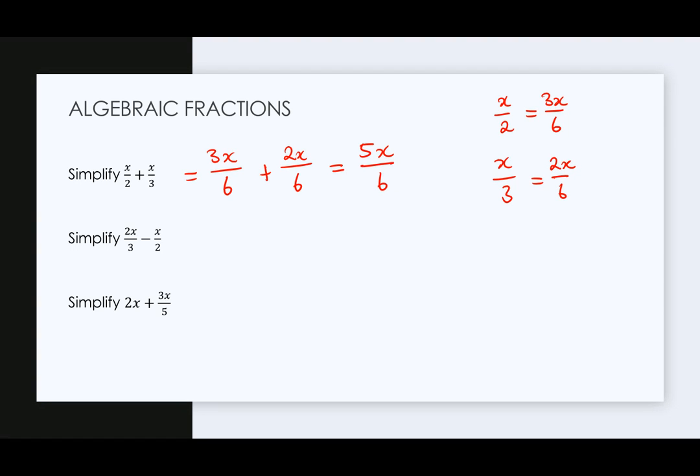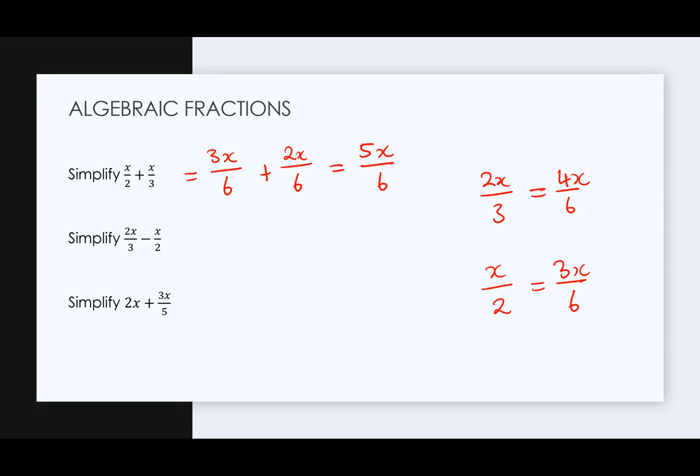With subtraction, same steps, find the common denominator and then subtract those numerators. So let's do a bit of working first to find our common denominators. So 2x over 3 and x over 2. We want a common denominator, once again, of 6. So that one here is going to be 4x, and that one's going to be 3x. So making sure that we get the order right this time, that's going to be 4x over 6 minus 3x over 6, which of course is just 1x or x over 6.